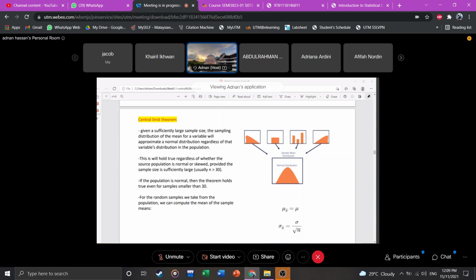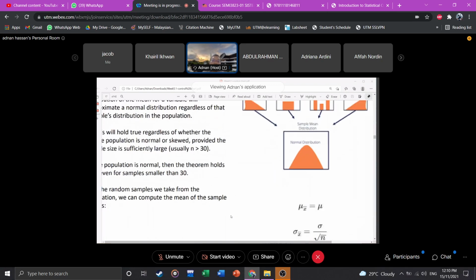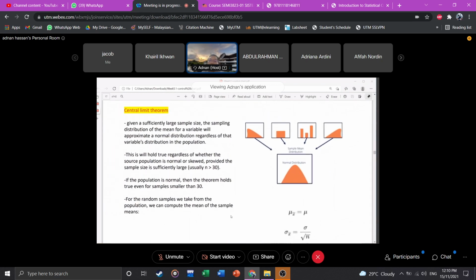So the tendency for us to have normal distribution is there, to eliminate distribution which is not normal. So the central limit theorem, as I show in the diagram here, it is very important for us to have the sample mean. This is sample mean. That's why in control chart we use X bar, sample mean, rather than individual values.